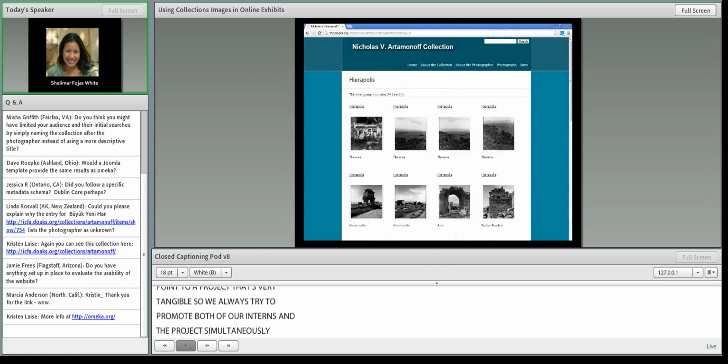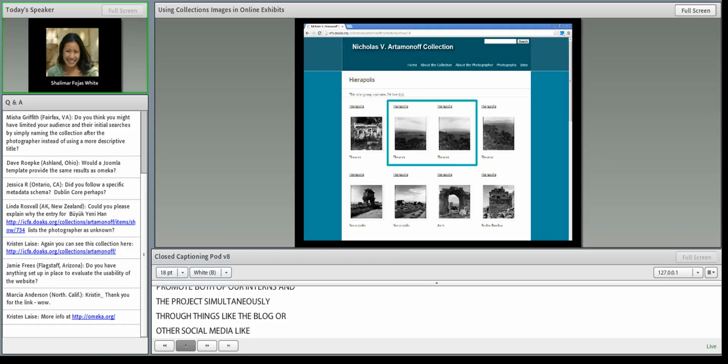So another example I wanted to talk about illustrates that by making the collection available so broadly, visitors to the site are actually adding value to the collection by identifying sites and people for us, but also providing additional details that inform our understanding of Artamonoff's photographic process.